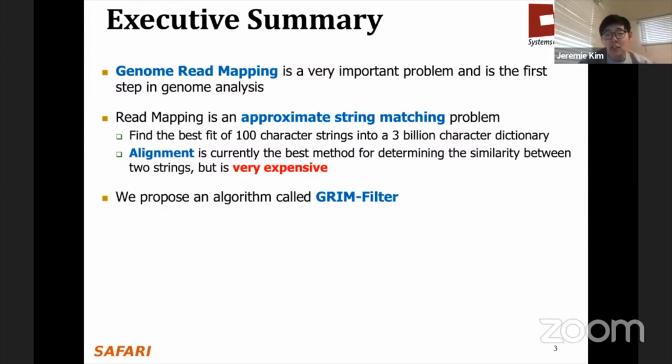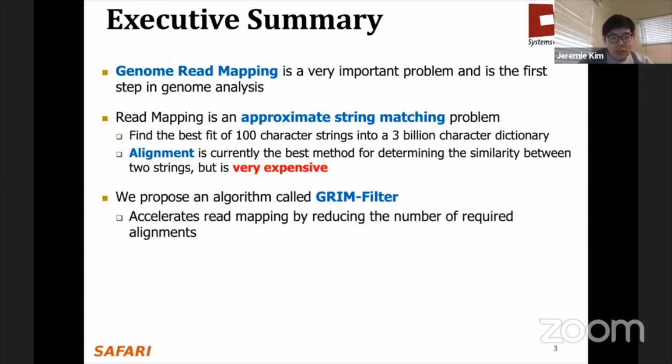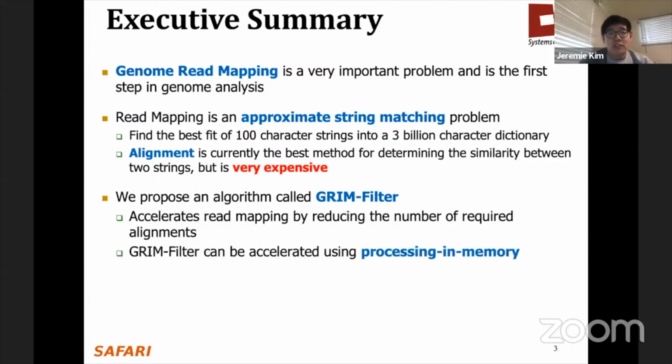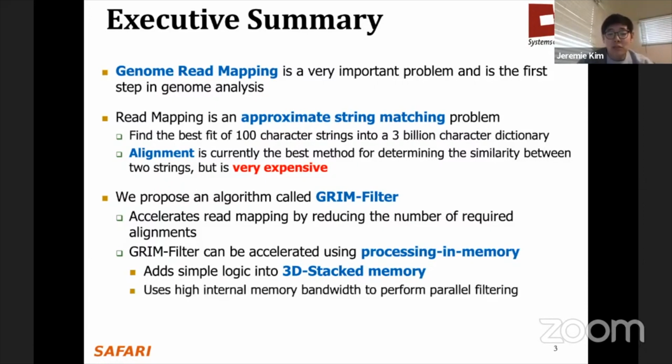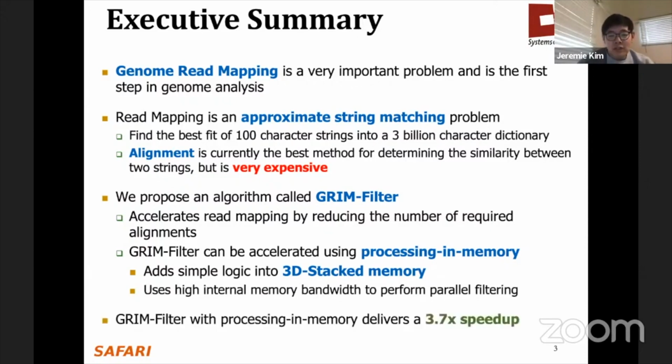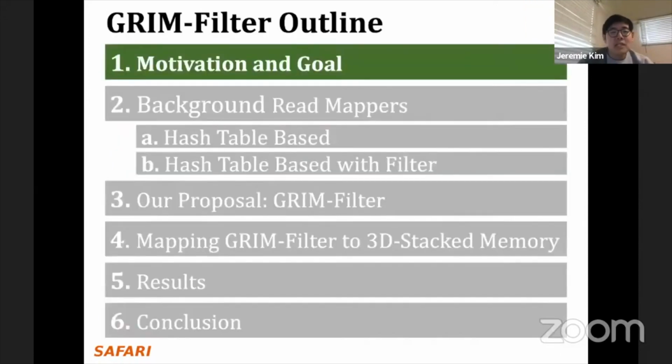And so we propose an algorithm called GRIMFilter, which accelerates the read mapping process by reducing the number of required alignments. And we designed GRIMFilter such that it's able to be easily accelerated using processing in memory, which is a technology that basically adds simple logic into a 3D stacked memory. And it has high internal memory bandwidth and enables performing parallel filtering. So with processing in memory, GRIMFilter is able to deliver up to a 3.7x speedup. I'll first begin with the motivation and goal. And this is basically the outline of the talk that I'll be giving.